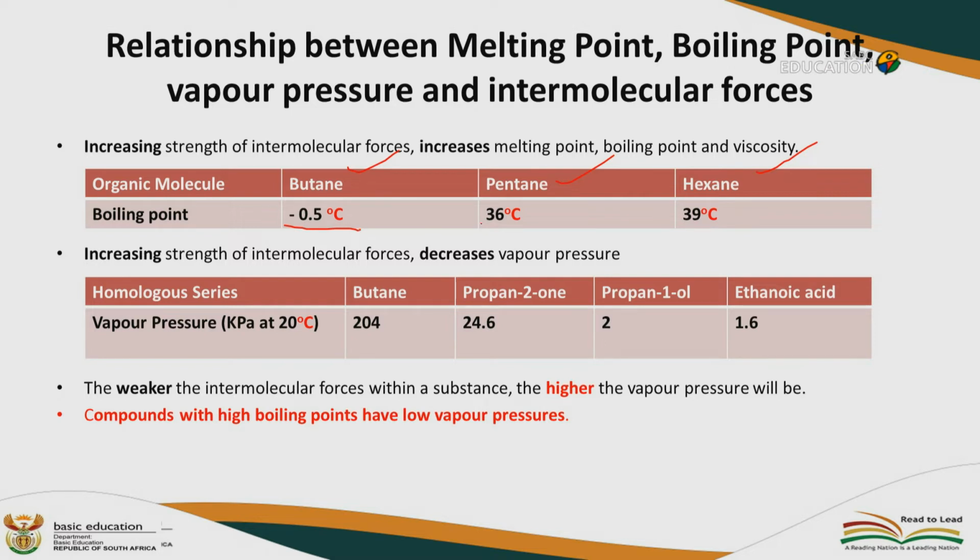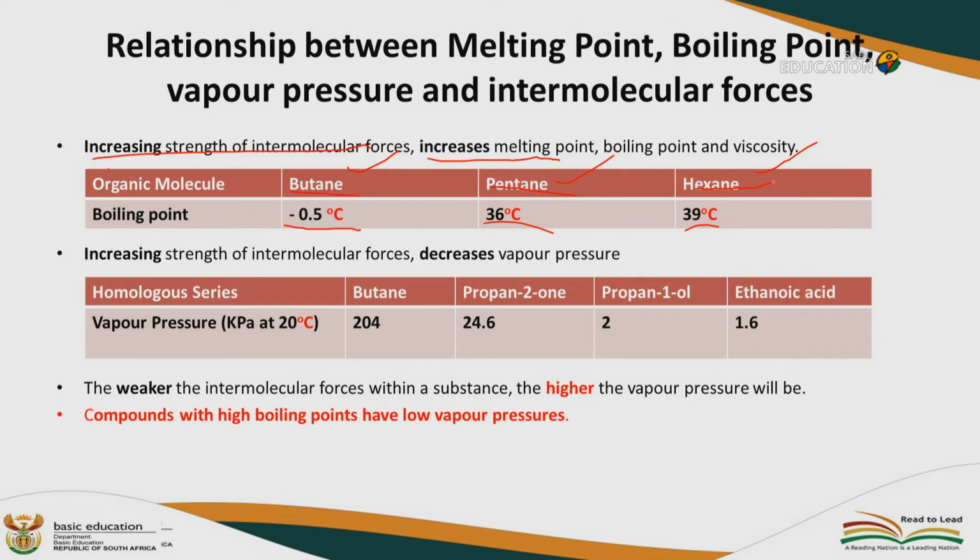And for pentane, you will have 36 degrees Celsius. For hexane, you will have 39 degrees Celsius as the boiling point. So you can see that the strength of the intermolecular force increases as the carbon chain increases. You can see we're moving from 4 carbons, 5 carbons, 6 carbons. You can see that the carbon chain is increasing, or the molecular mass is increasing. As it increases, even the melting point, boiling point, and viscosity increases.